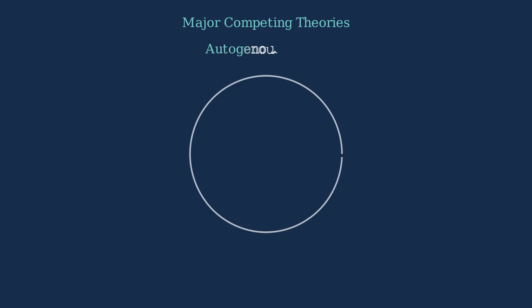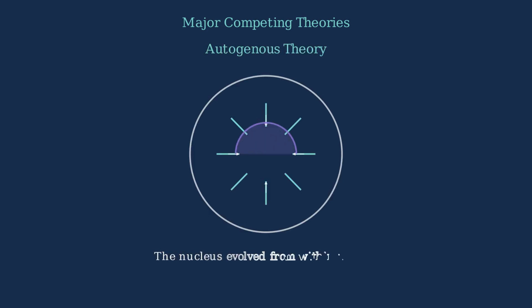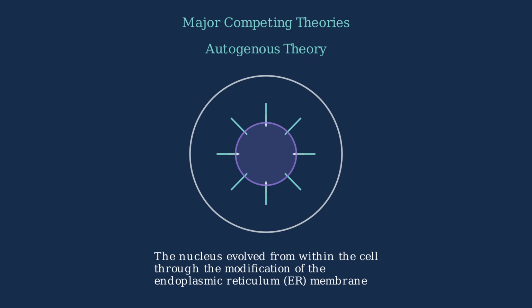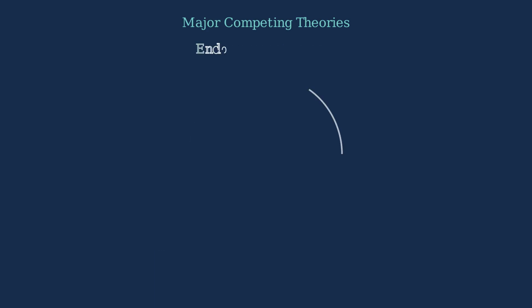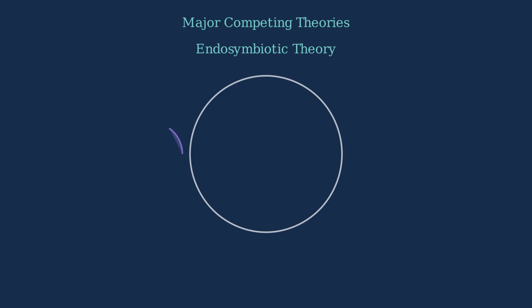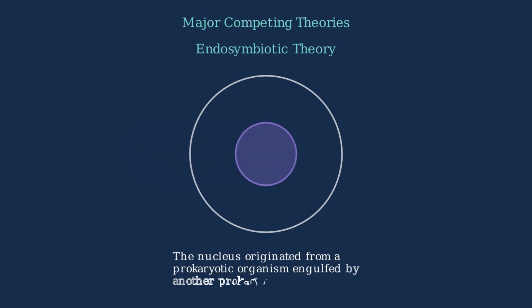The autogenous theory proposes that the nucleus evolved from within the cell through modifications of existing membrane structures like the endoplasmic reticulum. Endosymbiotic theories suggest that the nucleus originated from a symbiotic relationship between two prokaryotic cells. One cell may have been engulfed by another, eventually becoming the nucleus.